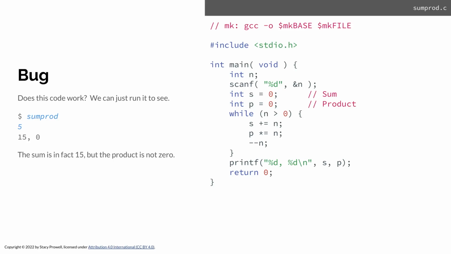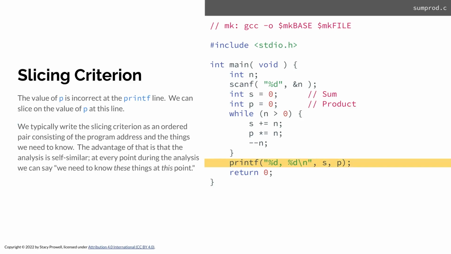Well, that didn't work. Okay, so there's a bug in this, and you've probably already figured out what the bug is because you're super smart, but bear with me. Programs that fit on slides is what we're studying here. Let's invent a slicing criteria to try to understand what went wrong. Our slicing criteria is going to be the value of p immediately prior to the printf line, because we know that p, which is the product, is wrong. It's wrong right prior to this line. So what's relevant to the value of p prior to this line?